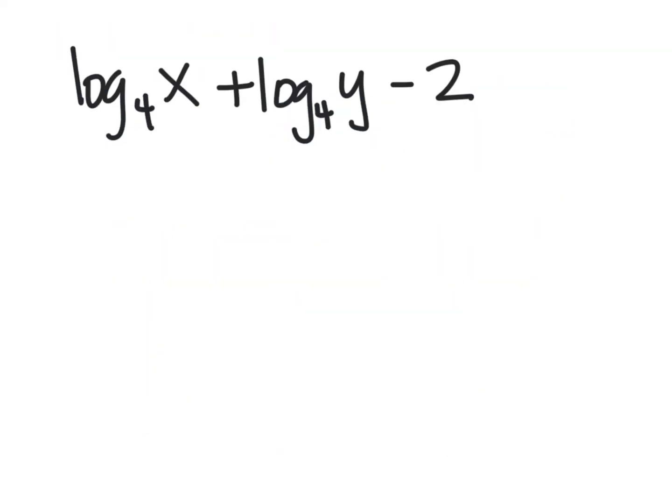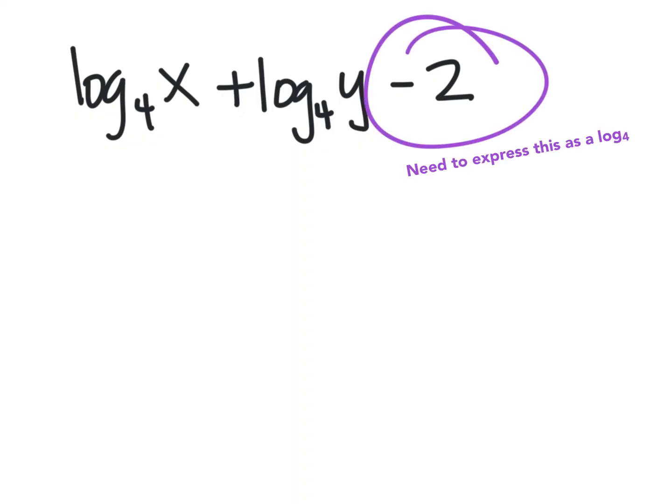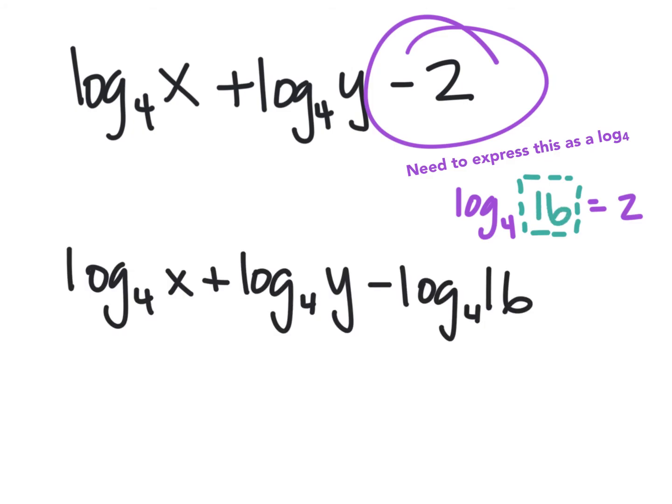Here we have log base 4 of x plus log base 4 of y minus 2. And in order to condense this log, I need to express this negative 2 as a log base 4. So I think to the side, log base 4 of what number equals 2? Well, this isn't that hard to find out. You just take 4 and square it. So this would be 16. So now I can rewrite this as log base 4 of x plus log base 4 of y minus log base 4 of 16, which condenses to log base 4 of x times y over 16.